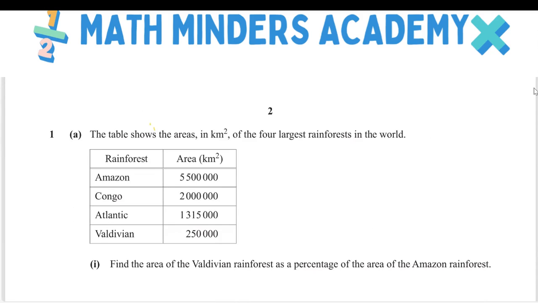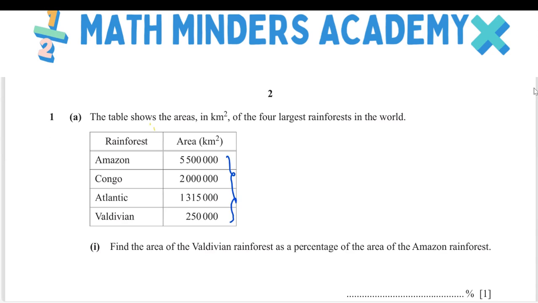Question number 1. Number 1A says the table shows the areas in square kilometers of the 4 largest rainforests in the world. So we have Amazon, Congo, Atlantic, and Valdivian. And their areas are given here in square kilometers. So here we are asked to find the area of Valdivian rainforest as a percentage of the area of the Amazon rainforest.